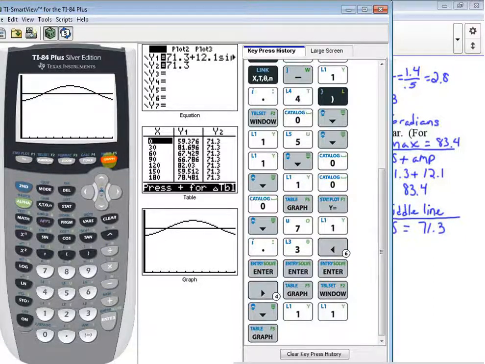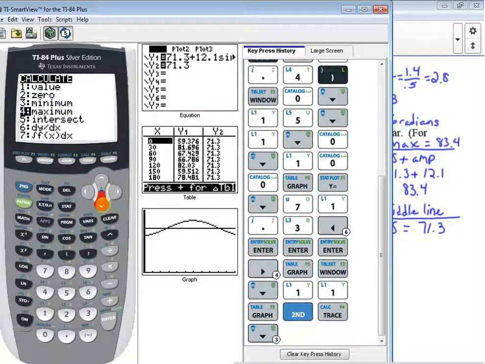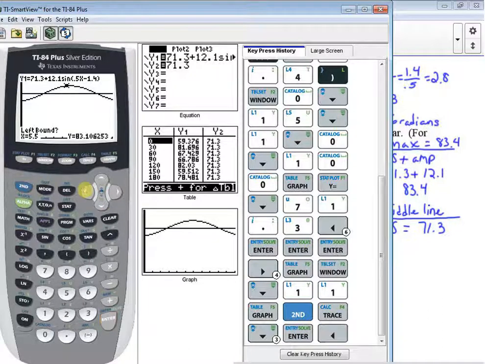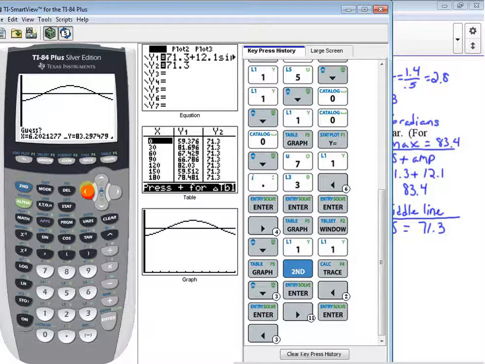Alright, so now I need my skeleton points here. So I can do second trace max. And I can get a little to the left of that max, go a little to the right, and then go on it. And I know the maximum value is already for y, 83.4. I needed the x, which is 5.9. And then I need to know the intersections with that middle line, which was 71.3.